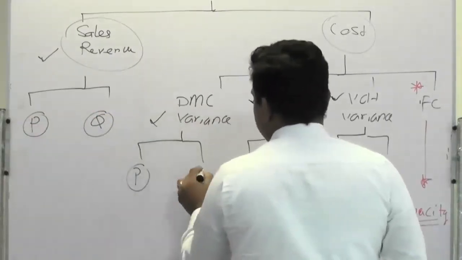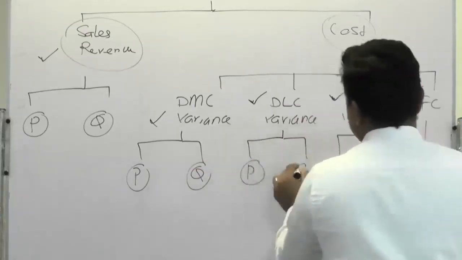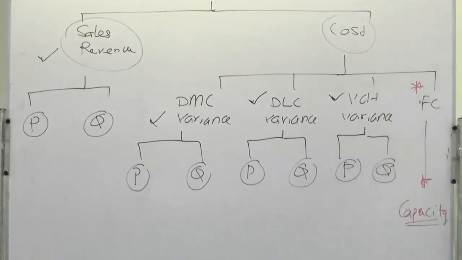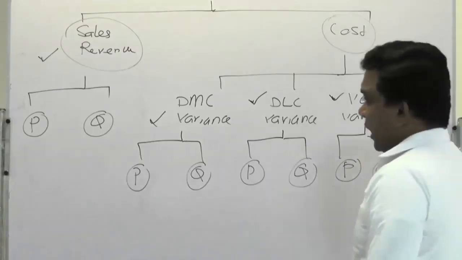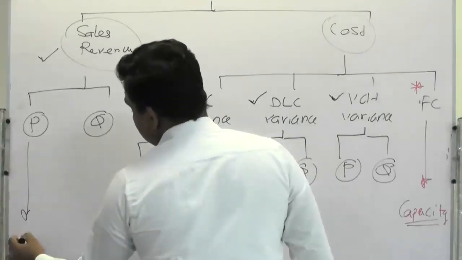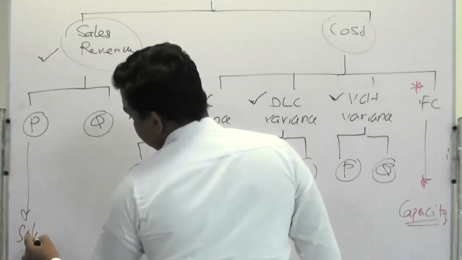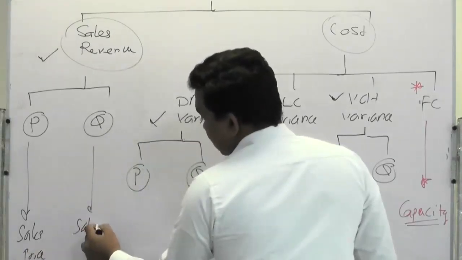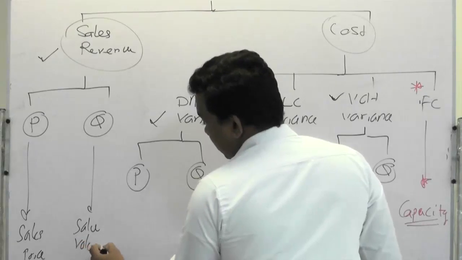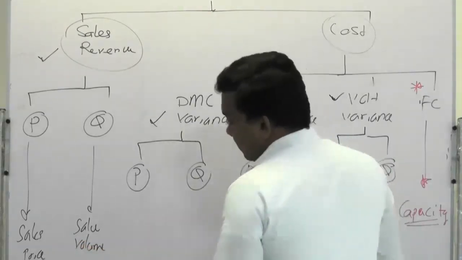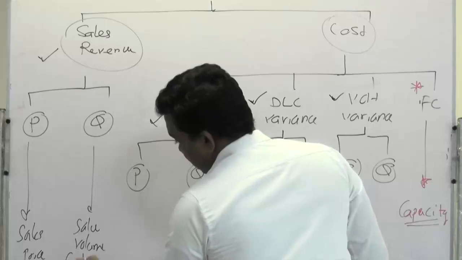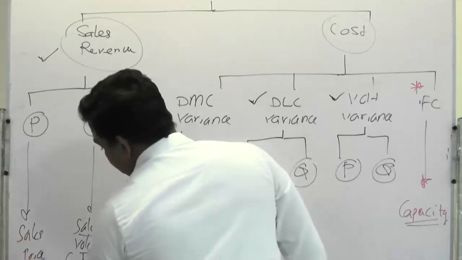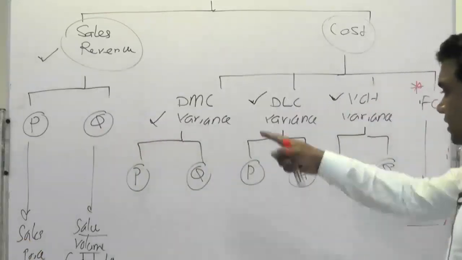Their price and quantity. However, we have different technical wordings to calculate this. Sales price variance, directly we are telling sales price variance, but quantity we call sales volume. Quantity mentioned as volume and multiplied it by the standard contribution. However, finally we calculate price and volume variance, price and quantity.